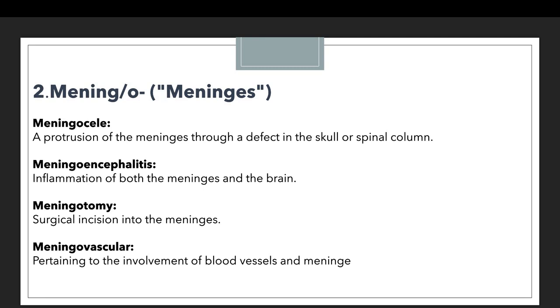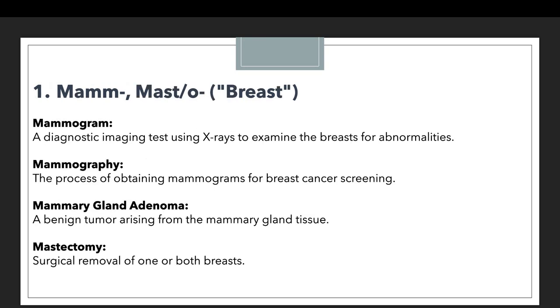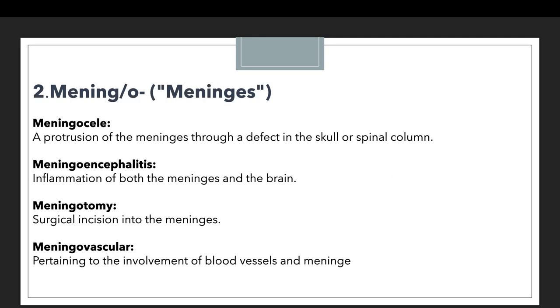Okay. Then we have meningovascular. What is meningovascular? Pertaining to the involvement of both vessels and meninges. Okay. So again, we are discussing the meninges. That's why we are using the prefix meningo. Meningovascular is a complete medical terminology where meningo is used in order to showcase the meninges. Okay. So far we have discussed two types of prefixes. The first one is Mamm or Masto, which is for breast, and then we discussed meninge or meningo, which is related to meninges. Okay.